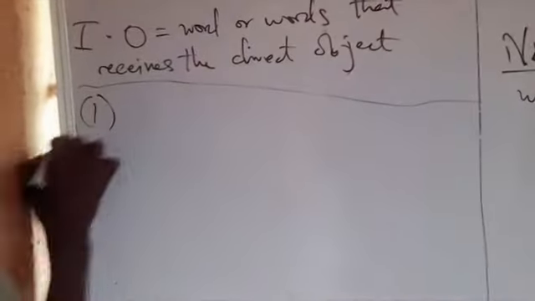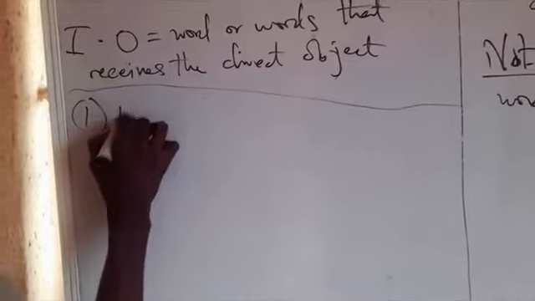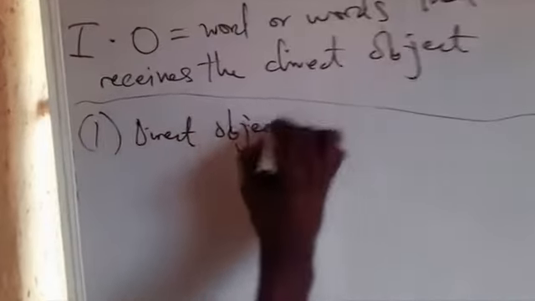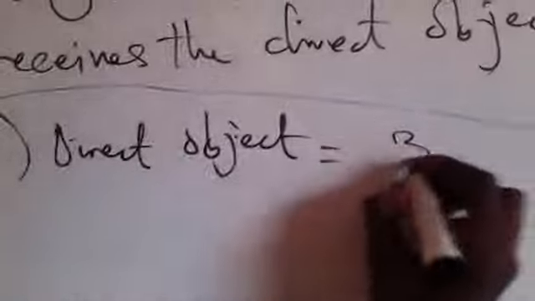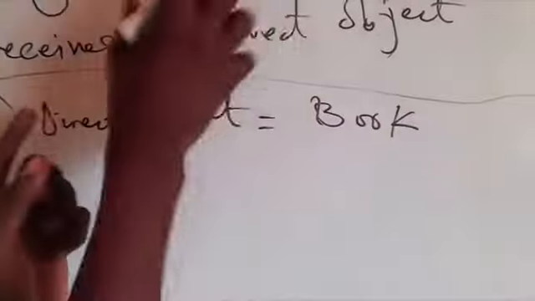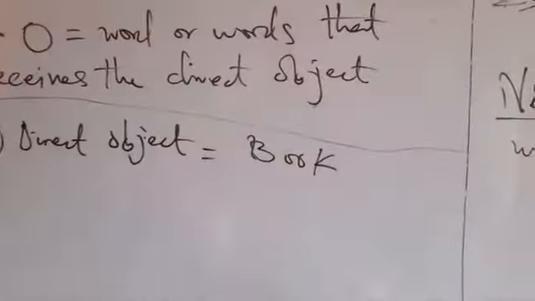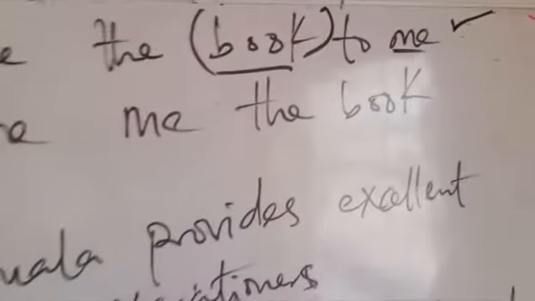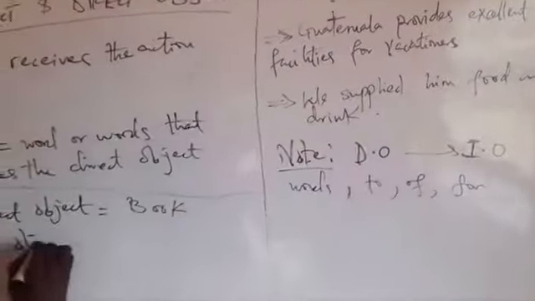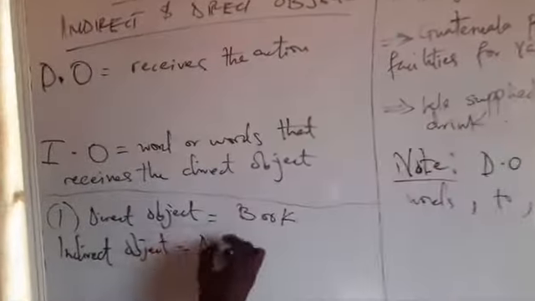So we can actually look at this here. For our question 1, what is our direct object? The book. But like we said, the indirect object is that particular entity or word that receives the direct object. So what is receiving the direct object, which is the book right here? Me. So our indirect object is what? Me.